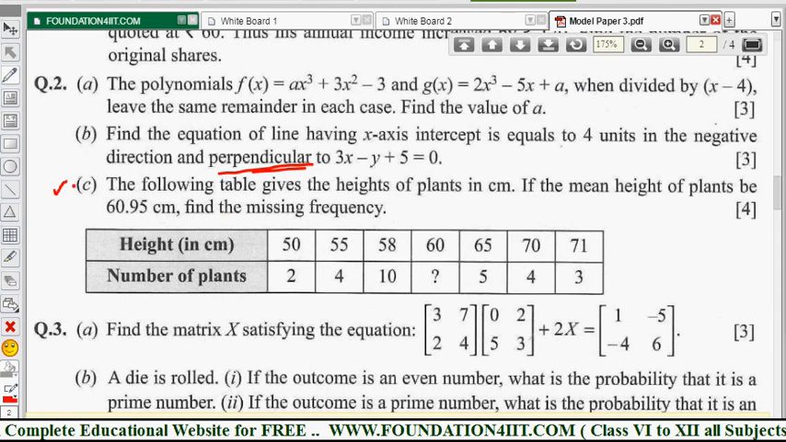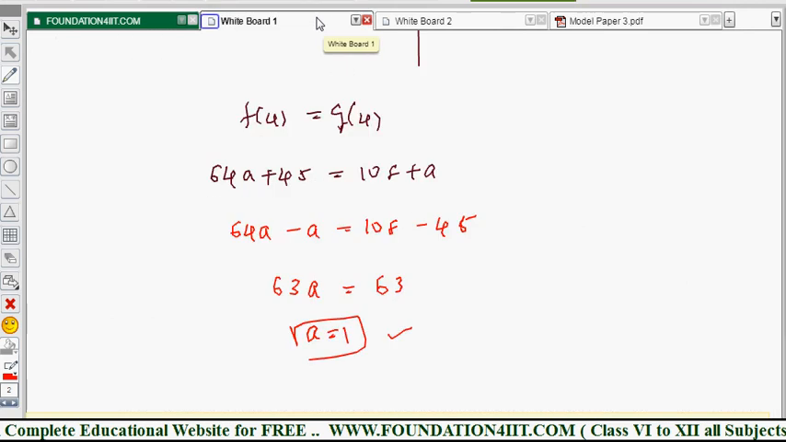And next one, we need to find the mean. We should find this missing value. Find from the table given the heights of plants in centimeters. If the mean height of the plants is 60.95, the mean is given, find the missing frequency. Just apply the mean formula by taking this frequency as some f. You can take f and solve. So let's see how to make the table.